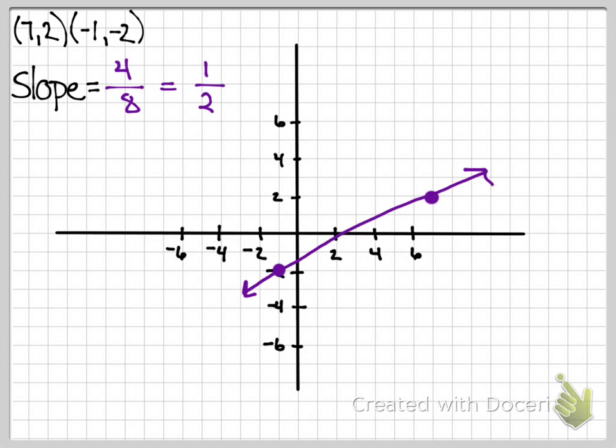Anybody get 1/2? 4 over 8. So you're good now. You got it. Kind of clicked on that last one. Mackenzie, still lost, or did you get it? You got it. Good. Good. Blake, did you get it?